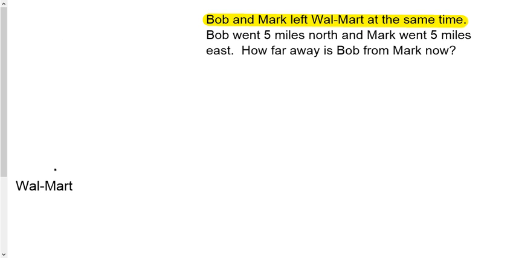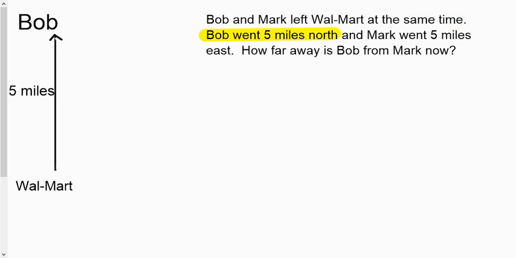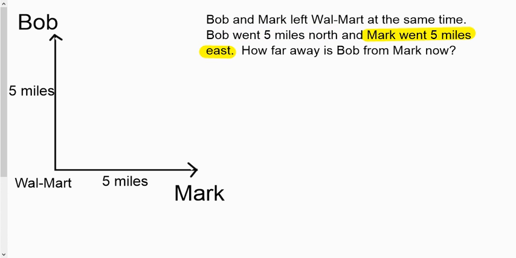So Bob and Mark left Walmart at the same time. So what do I do? I put a dot on my paper and I label it Walmart. Bob goes 5 miles north, so I draw Bob going up on my paper and I label it 5 miles, and I put Bob up there at the top of the line to show that's where he's at now. Mark, meanwhile, goes 5 miles east, so that'd be going to the right on my paper, and I do the same thing, labeling Mark there to the right and a 5 mile distance.